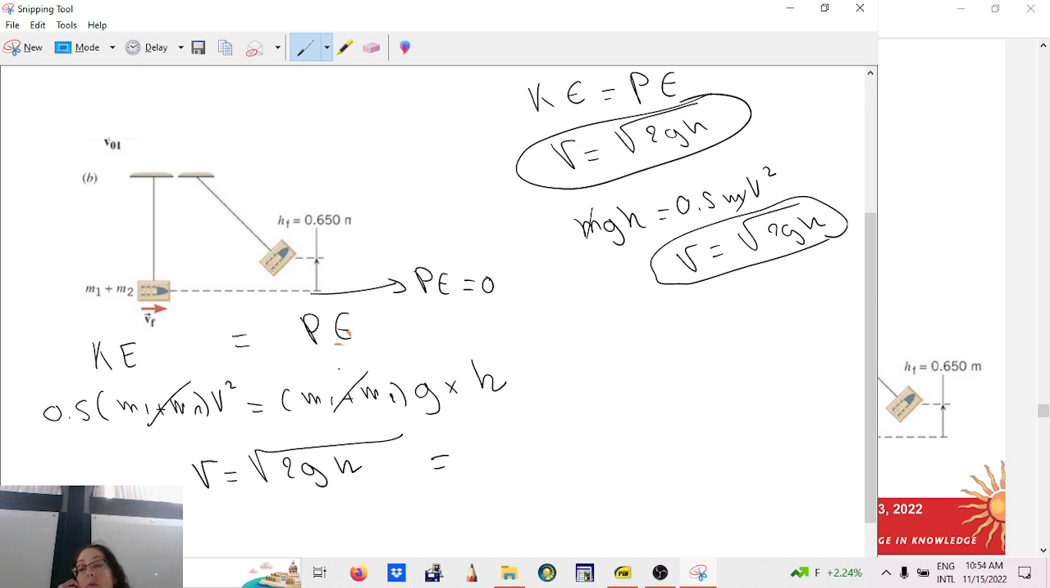Because boom, boom, cancel out, right? Always, when you have only potential and kinetic energy involved, you can cross out the mass. So that's going to be the square root of 2 times g, and I'm going to take g to be 10, times 0.650. And then I take my calculator.